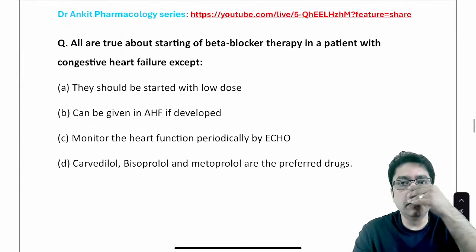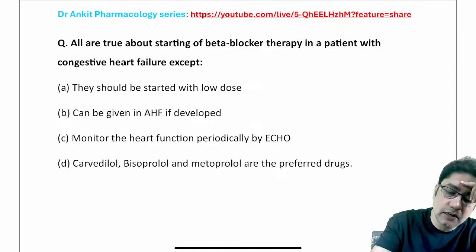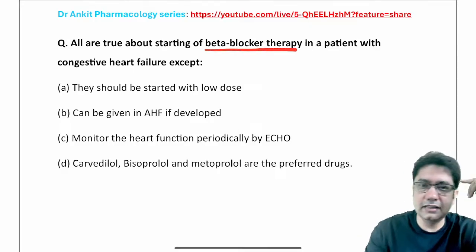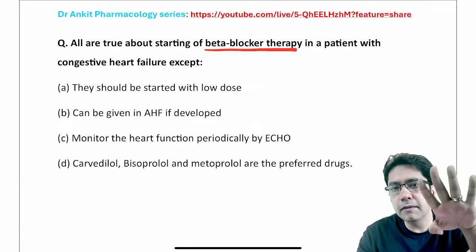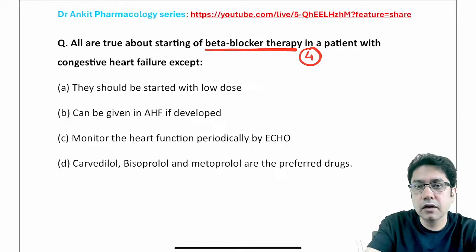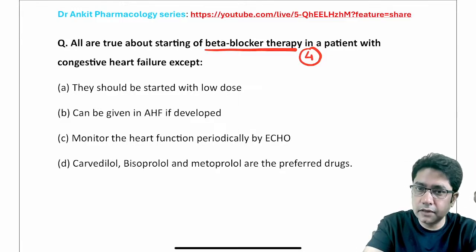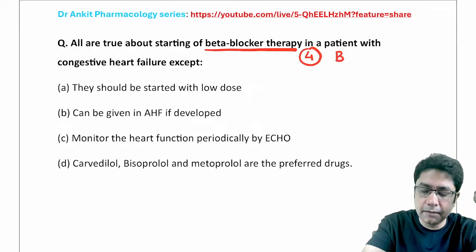So, all are true about starting beta blocker therapy in a patient of CHF except. So remember, beta blockers in CHF, only 4 beta blockers are approved. How many beta blockers are approved? Only 4. This is a very frequently asked question. Okay, so you can remember a mnemonic.